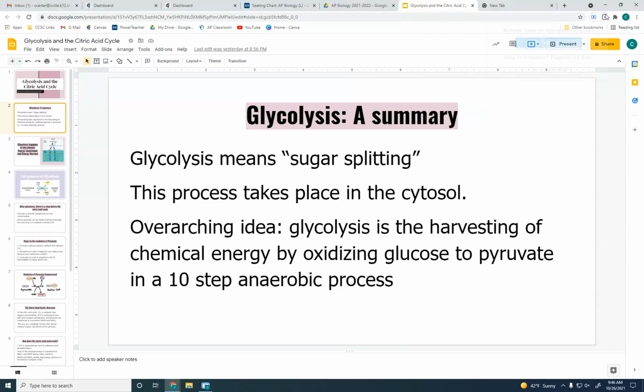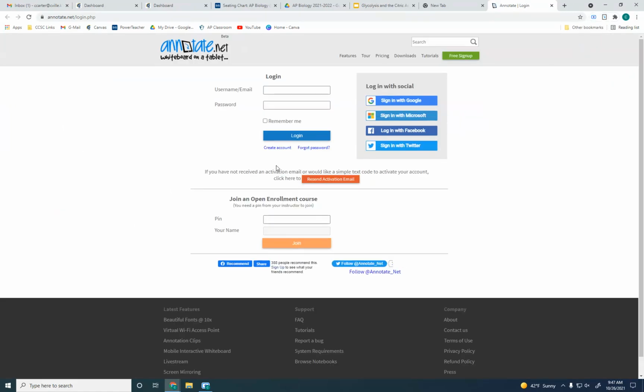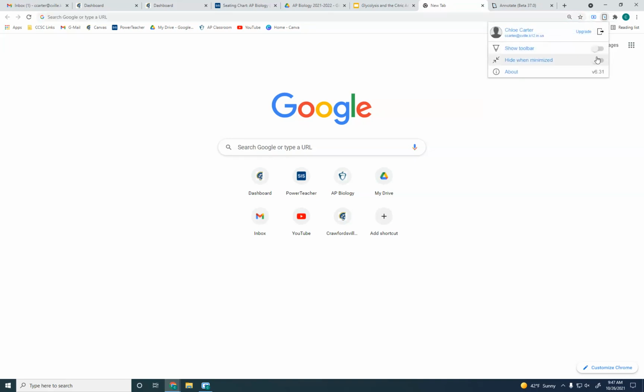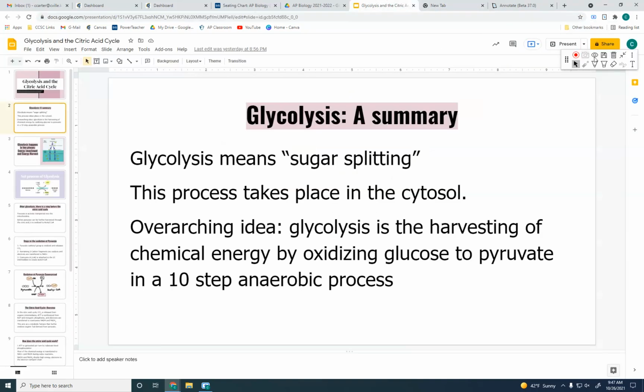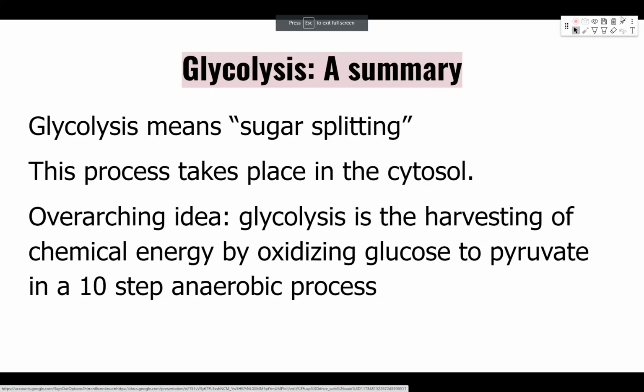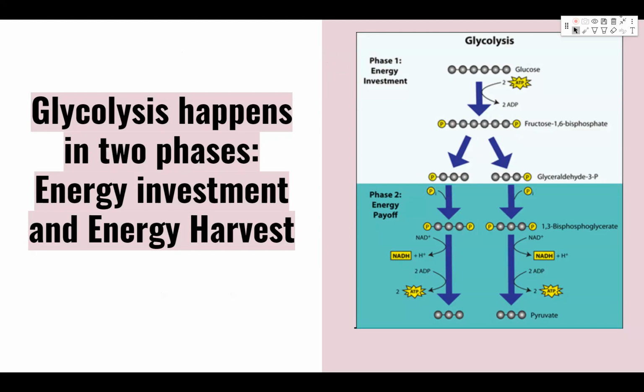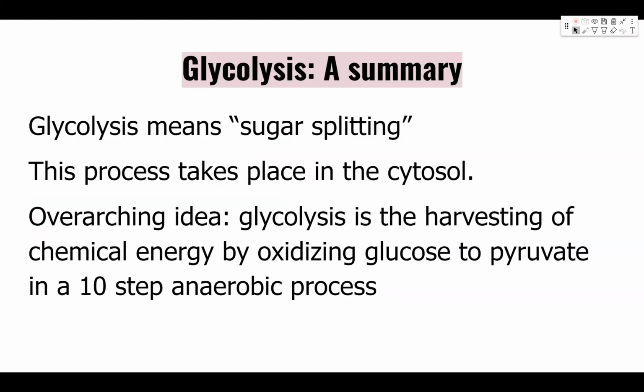And I don't have my fancy annotation thing signed in because, of course, why would I? Thank you. There we are. The big idea here, or not this, I need this, is this word anaerobic. Goodness gracious. Every time.